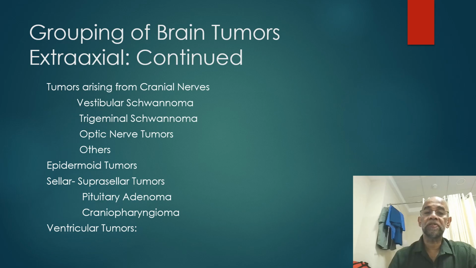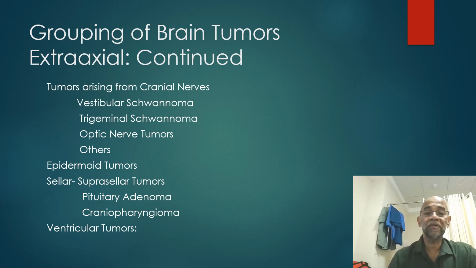Extraaxial brain tumors include tumors arising from the cranial nerves. We have vestibular schwannoma, which is the commonest. The older name for this was acoustic neuroma. The tumor arises from the 8th nerve complex. Trigeminal schwannomas are also relatively common. We also have optic nerve tumors. Epidermoid tumors may be present.